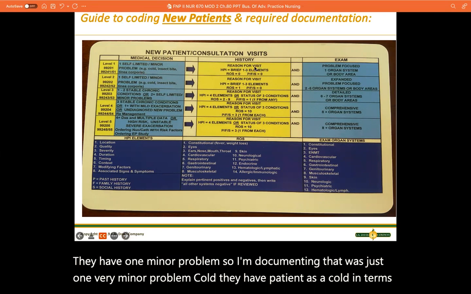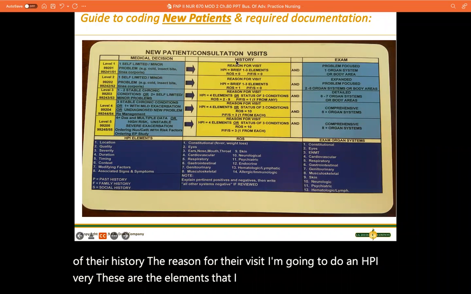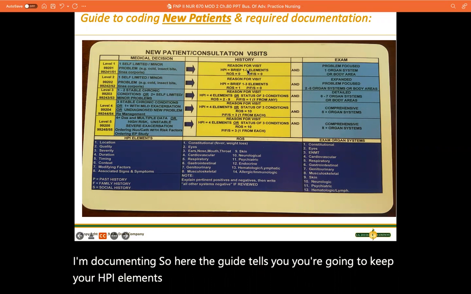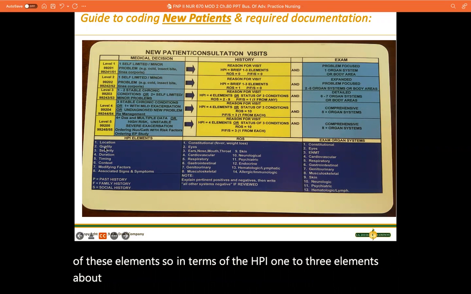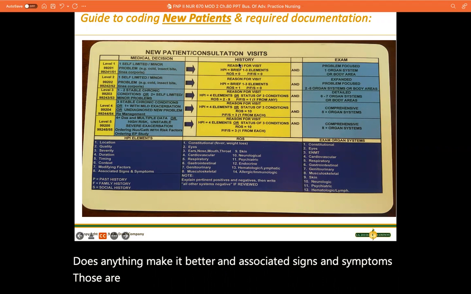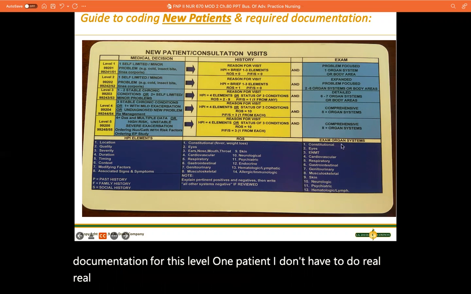In terms of their history, the reason for their visit, I'm going to do a very brief HPI. These are the elements that I have to include in my HPI when I'm documenting. So here the guide tells you you're going to keep your HPI elements very brief. You're going to include 1 to 3 of these elements. So for the HPI about a cold: how long has the cold lasted? Does anything make it better? And associated signs and symptoms. Those are the 3 elements I'm going to include in my documentation for this level 1 patient. Okay, I don't have to do review of systems. I don't have to do PFS.